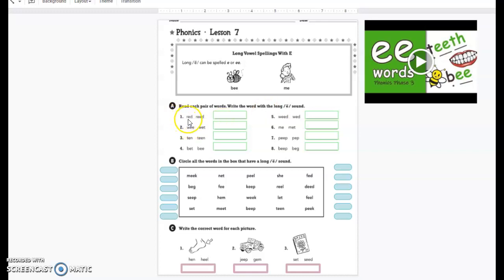So number one says red and read. So which one of those makes the E sound? Read. So you're going to type R-E-E-D right there for number one. All right, number two says we or wet. We says w-e-e and wet sounds w-et. So the answer would be we.